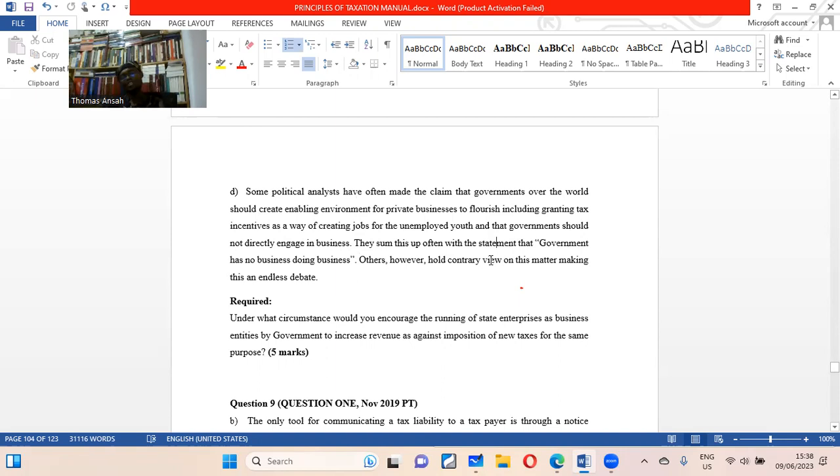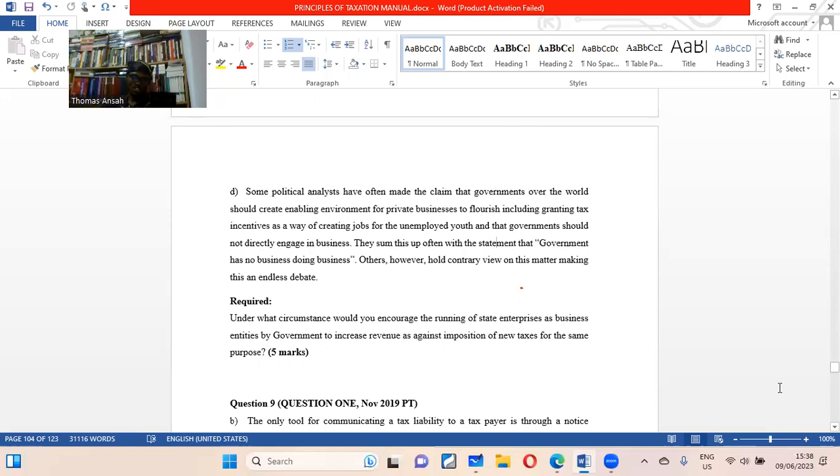Doing business also means that they are creating employment. And if they create employment, PAYE will come. So people will pay tax out of their salary. So it's not like government should not do business. Government should do business.